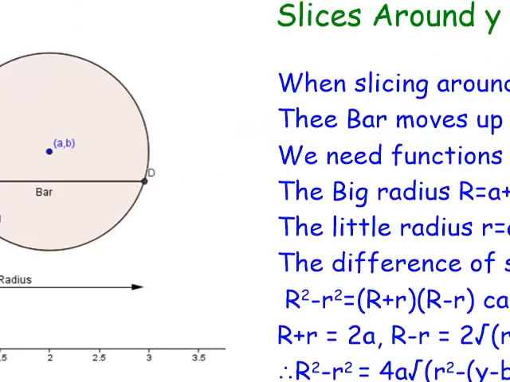We are going to do some slices around the y-axis now, and the radii are obviously going to change. You can see here the big radius and little radius. We are slicing around the y-axis now as opposed to the x-axis. Big R plus little r is now 2a. You can see here the width is delta y. The bar, being perpendicular to the y-axis, moves up and down. The slice has width delta y, so as you know we need functions of y in our integrals.